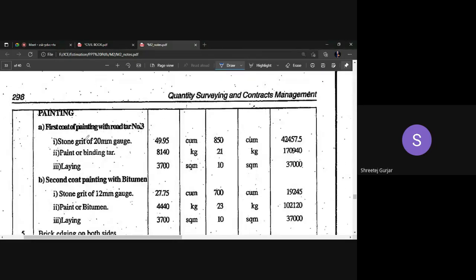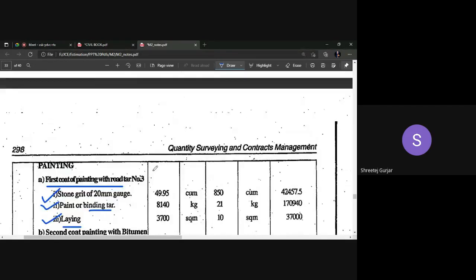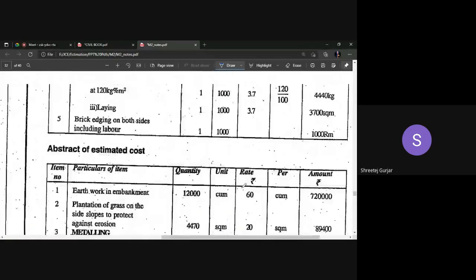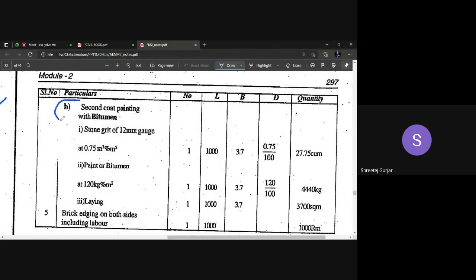Okay, so first coat of paint. As I've told you, stone grit, paint and laying. First coat of paint, so it is stone grit, painting, or a binding tar, and then laying. Sorry, we have gone down, we have to go over here. So after first coat, we have to do your second coat. We are done with first coat, we have to do your second coat.